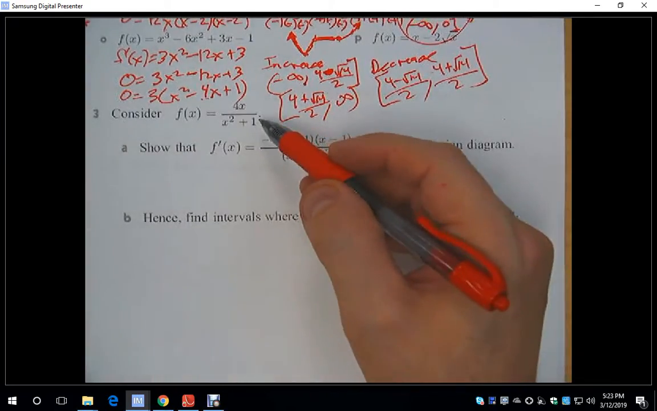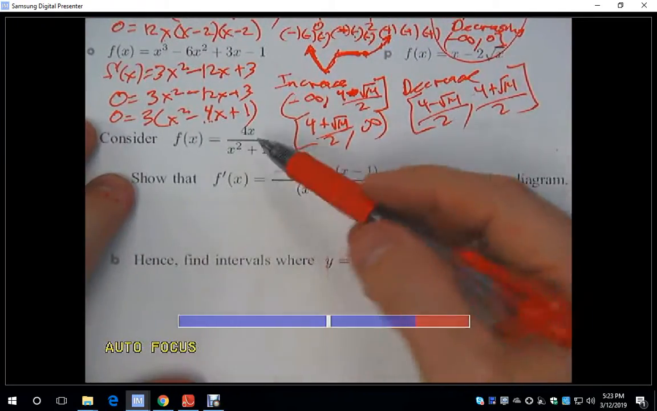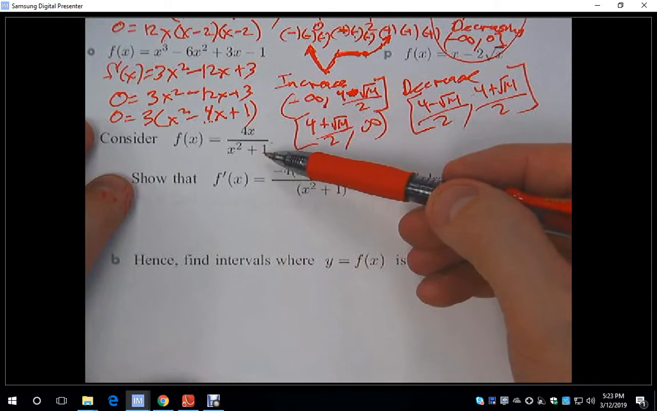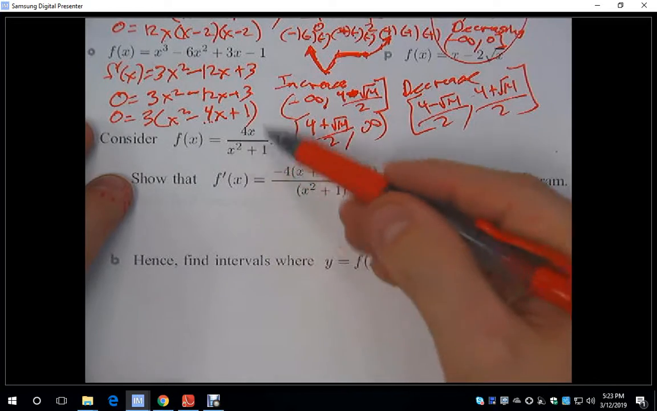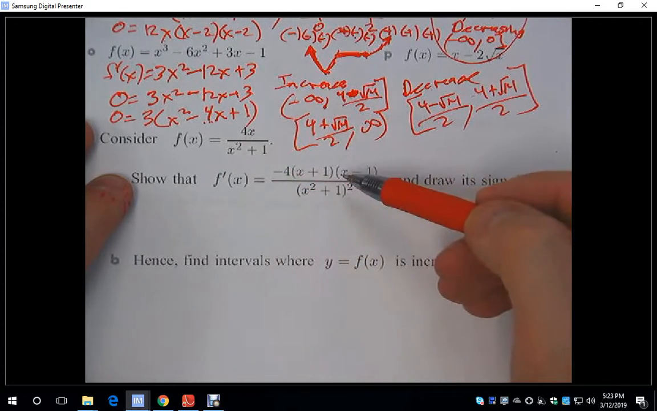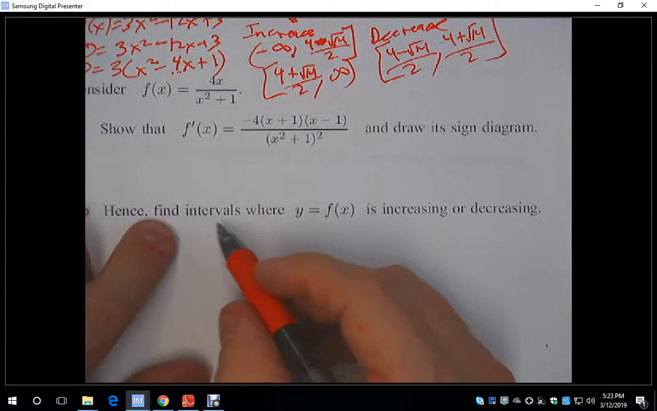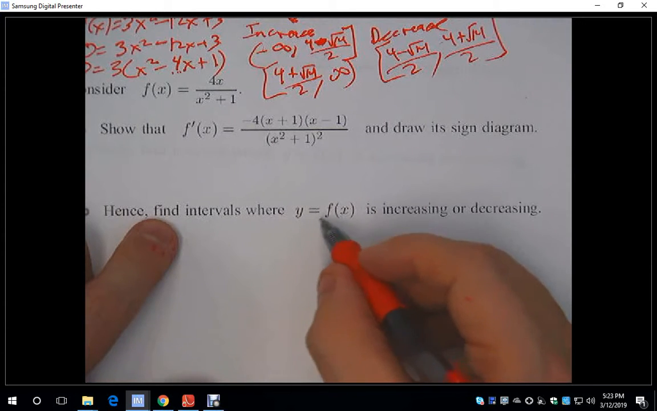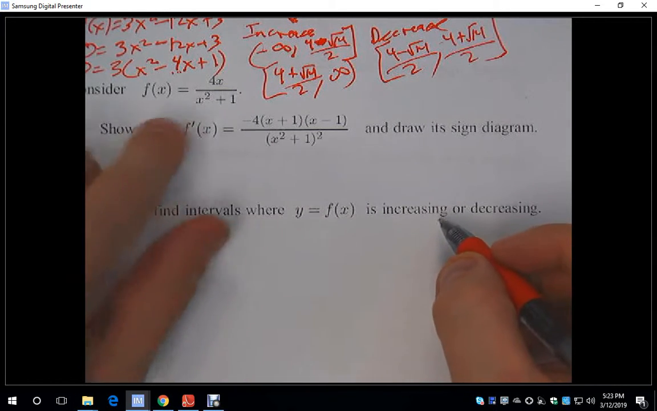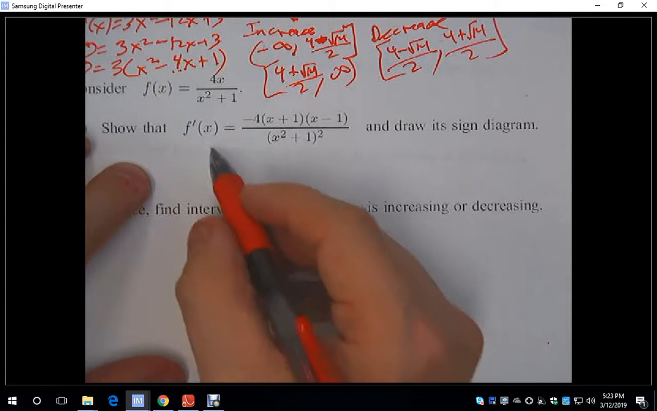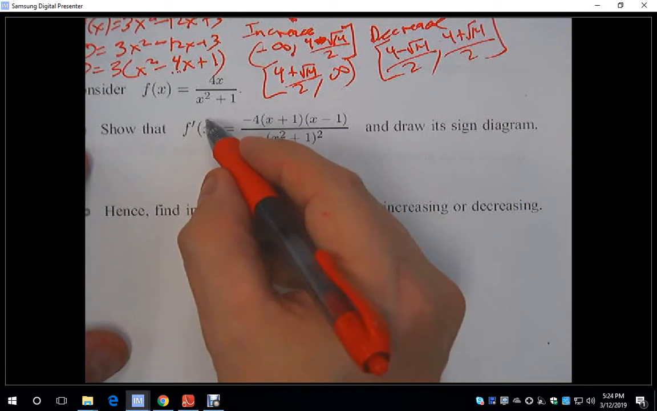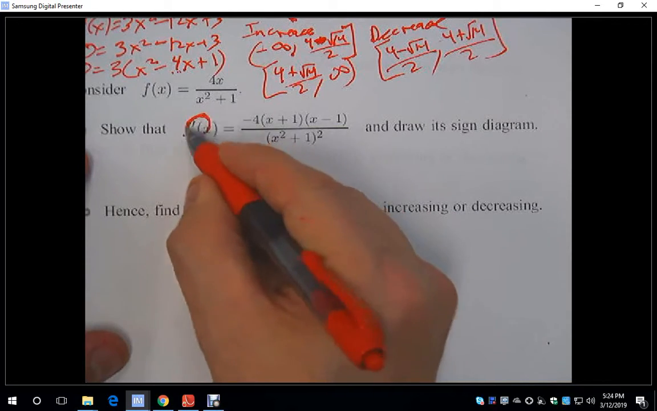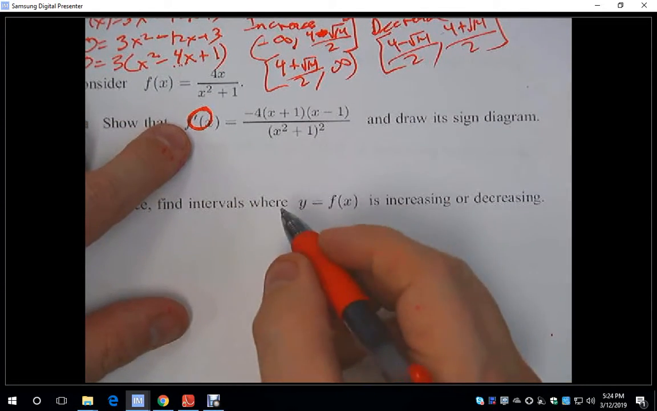Now, because we have this function here of f of x is a function divided by a function, what should come to mind is the quotient rule. If we do the quotient rule, we should be able to show that this function here is this function here. Now it says, hence find the interval where our function here is increasing and decreasing. So I want to know where my stationary points are, so I'm going to make my slope 0. And then I'm going to solve for x.